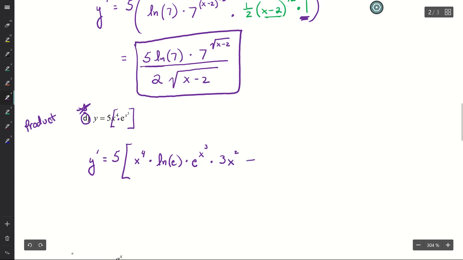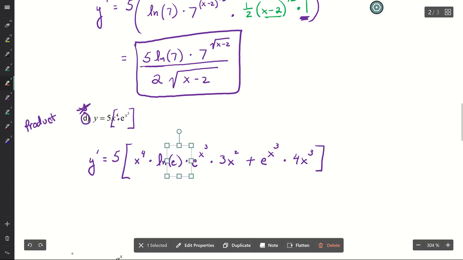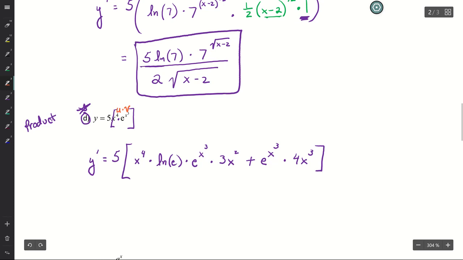Then product rule says you're going to add, keep the second function, e to the x to the third, and then multiply by the derivative of the first. The first is the x to the 4th. So the derivative of that will be 4x to the third. All right, make sure that you're okay here as far as this result is concerned. Remember, on product rule, what we had usually done is done a u times a v. So our u would be x to the 4th. Our v would be the e to the x to the third.